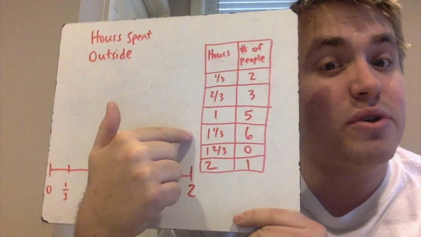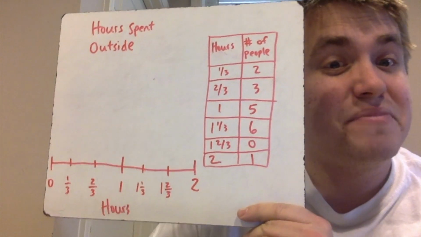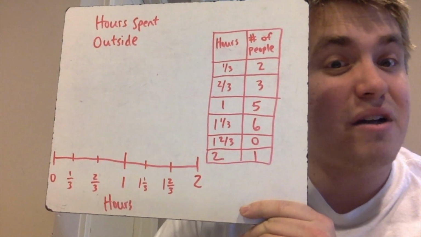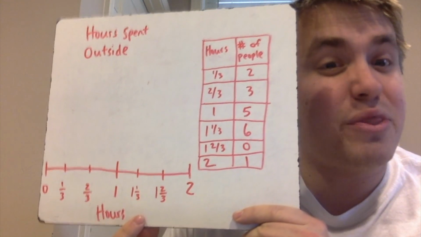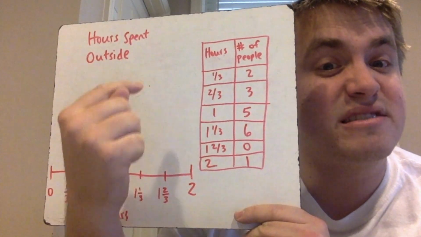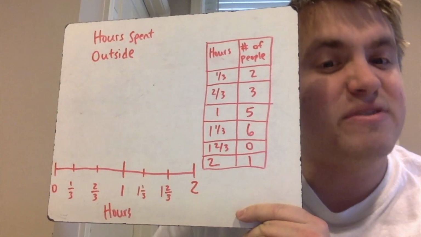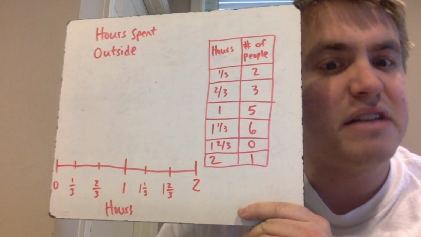For 1 1/3 of an hour, I see that 6 people spent 1 1/3 of an hour outside. So for 1 1/3 of an hour, I'm going to put 6 dots going all the way up. I'm going to pause the video a second. I'm going to put my data in and show you what I come up with. Here's what I came up with.